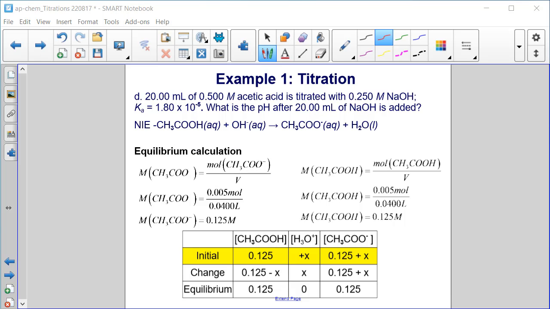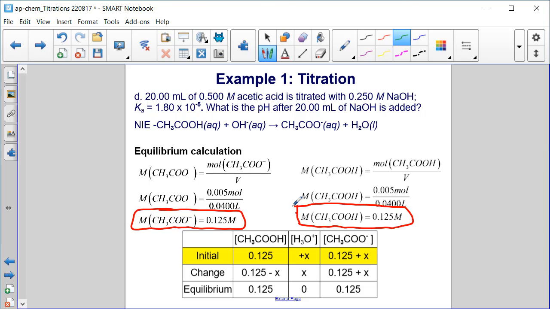So to find the concentration as the equilibrium is reestablished, we take the number of moles that we calculated on the previous slide, and it's equal for acetate and acetic acid, 0.0050 moles, but now it's in 40 milliliters or 0.040 liters. So we have a concentration of 0.125 molar for the acetate and 0.125 molar for the acetic acid. These are our equilibrium concentrations, and they'll become necessary to determine the pH.